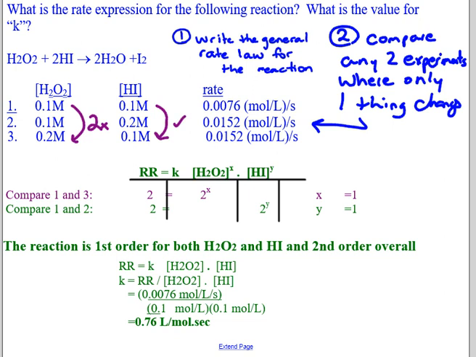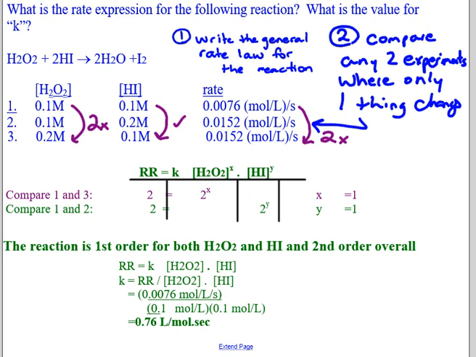This is important because only one thing must be changing. If I'm changing both concentrations at the same time, I don't know which one is having how much effect on the rate. I can only compare one thing at a time. When I change only peroxide, how does the rate change? Well, my rate went from 0.0076 to 0.0152. 7.6 to 15.2 is doubling.